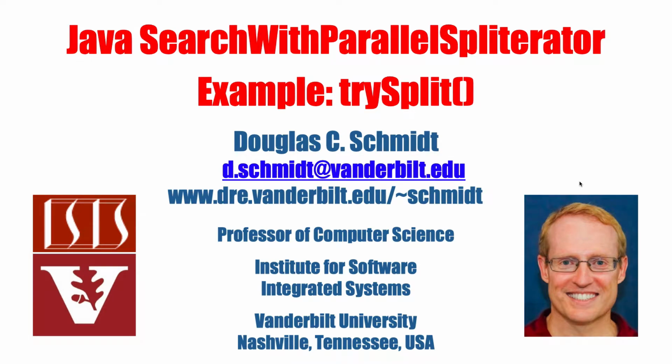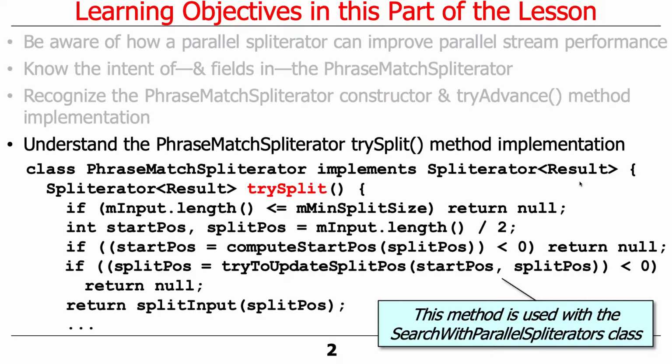So now we're going to talk about the most interesting method of them all, which is trySplit. This is the method that's going to do the heavy lifting to actually break things up into chunks. This is quite different from the earlier version of things we looked at, and it's the one used with the SearchWithParallelSpliterator's class implementation.